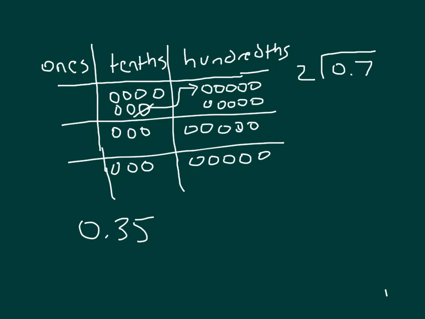7/10, 2 goes into 7, 3 whole times, 3 times 2 is 6, 7 minus 6 is 1. I'll add a 0 there to bring down a 0, and 10 divided by 2 is 5, and I'm dividing by a whole number, so that decimal point can come straight up.